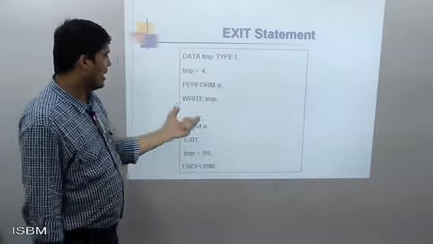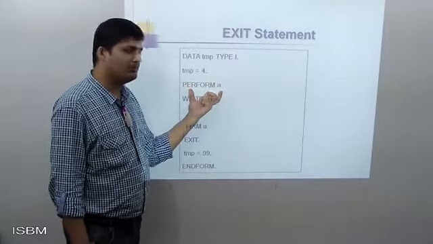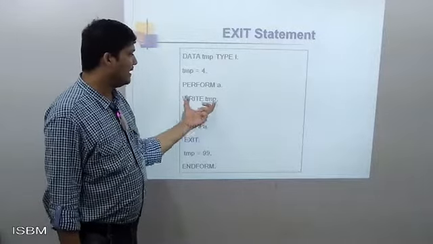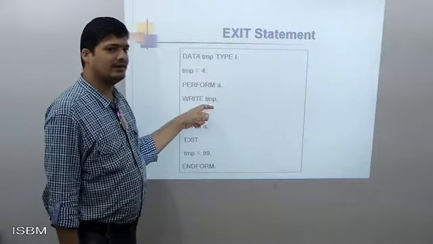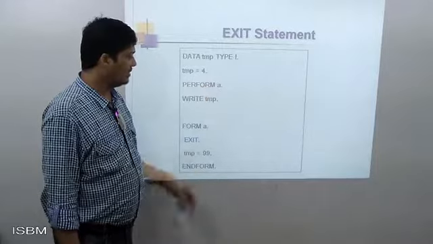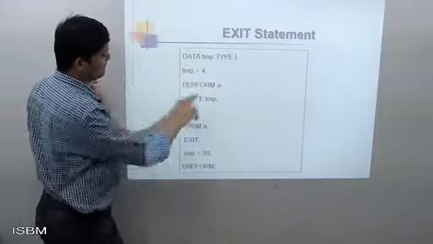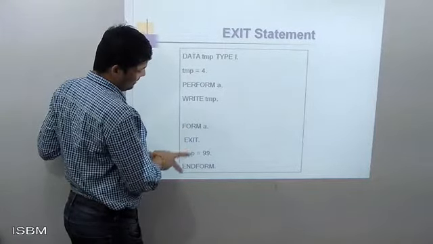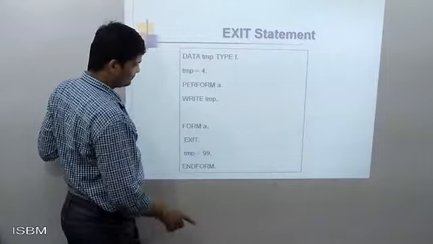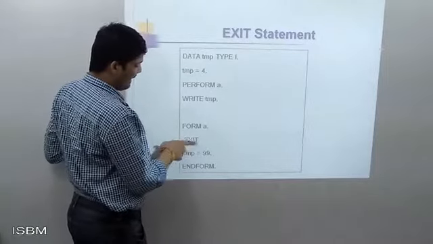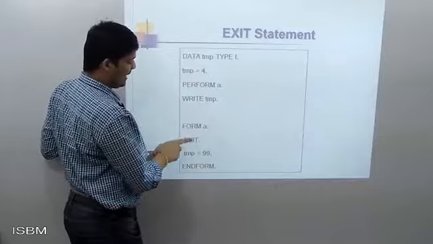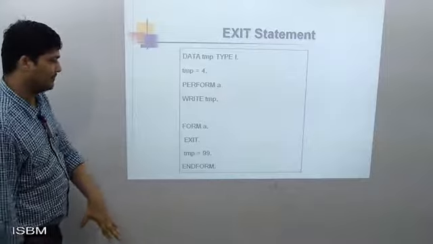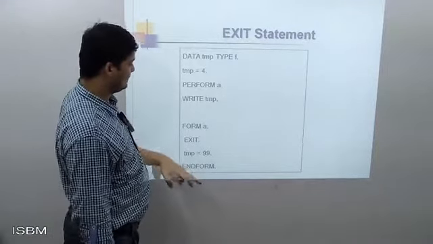Now I am writing PERFORM A. Inside the perform A, I am writing WRITE temp, so it would write the 4, but only after executing the perform. I double click on the perform, and it creates a form, FORM A and ENDFORM. Inside FORM A, I write EXIT. Whenever form A is called, it will directly exit from the program.